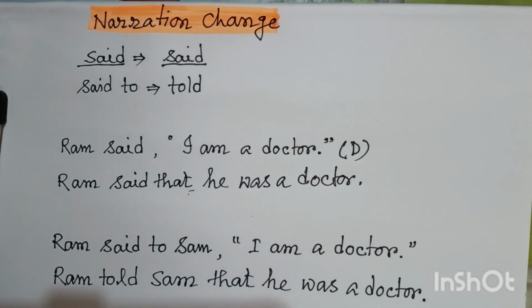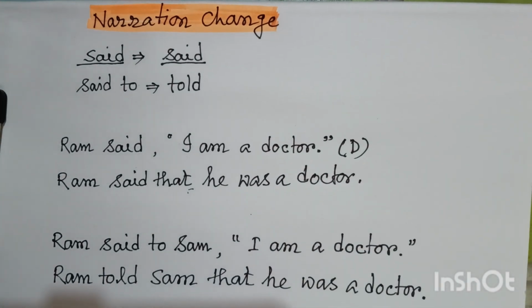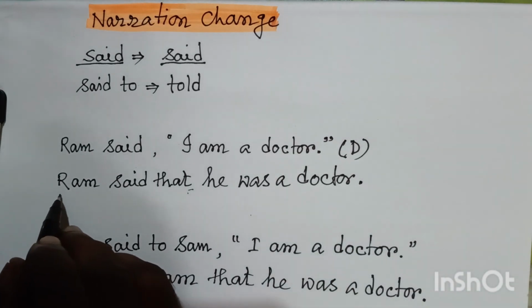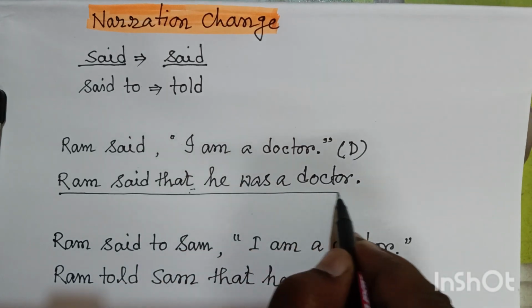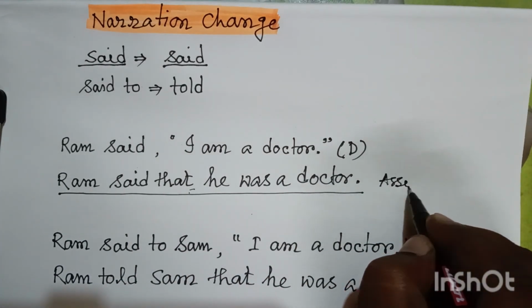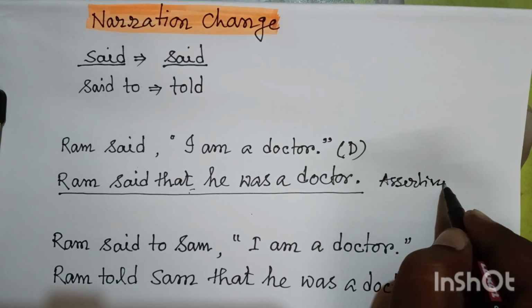Then full stop. In indirect speech, all the time we have to use this punctuation, full stop, because indirect speech is always assertive. Indirect speech is always assertive. So we have to use full stop.